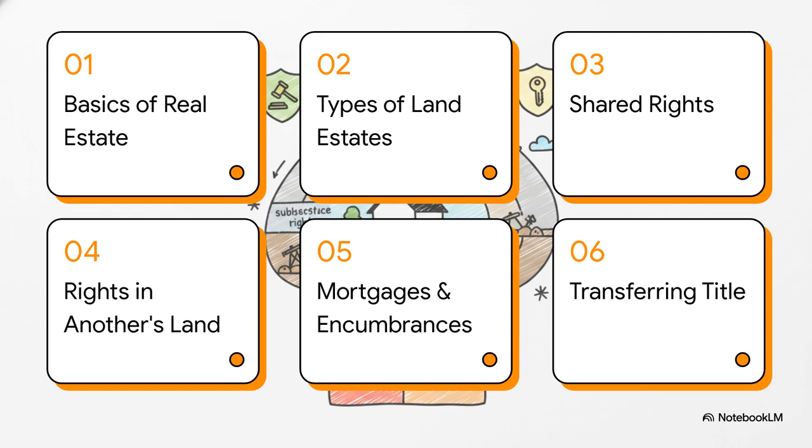Okay, so here is our roadmap for today. We're going to cover 1. The basics of real estate. 2. The different types of land estates. 3. Co-ownership and shared rights. 4. Rights in another person's land. 5. Mortgages and financial encumbrances. And finally, 6. Transferring and protecting your title.